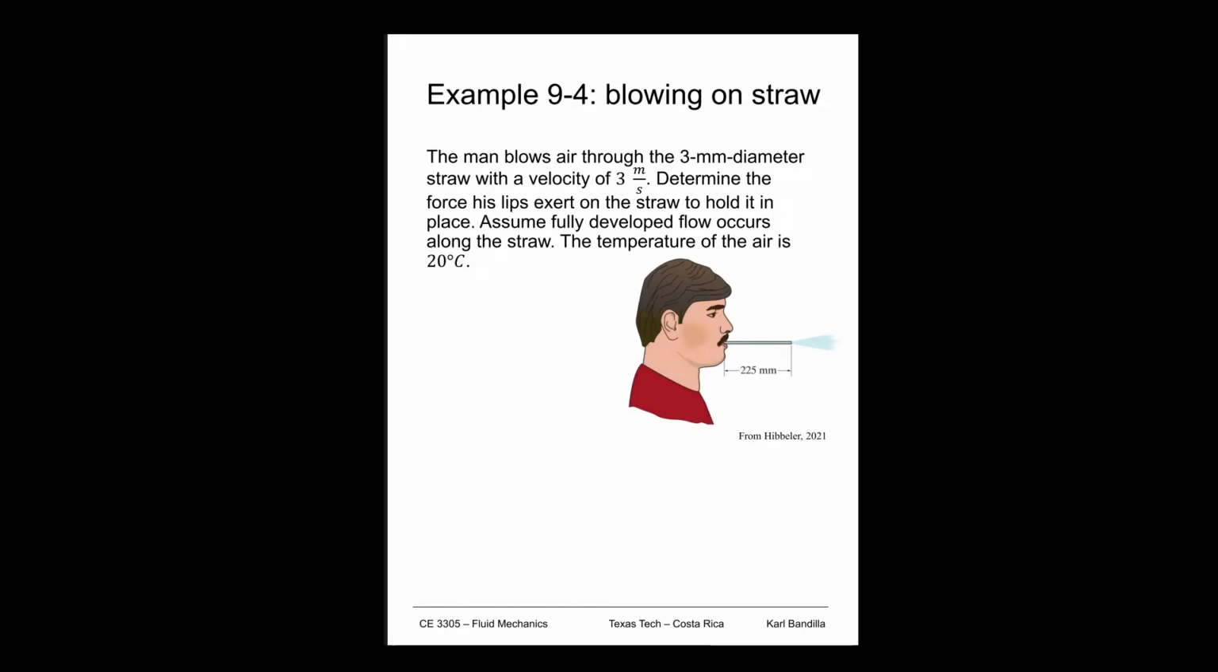This is example 9-4, blowing on a straw. So we can see this person has a straw in their mouth and they're blowing air through it. Of course, if there's a fluid going through a pipe, it will create shear stresses along the pipe walls. So that means there's going to be an overall force trying to move the straw out of this person's mouth.